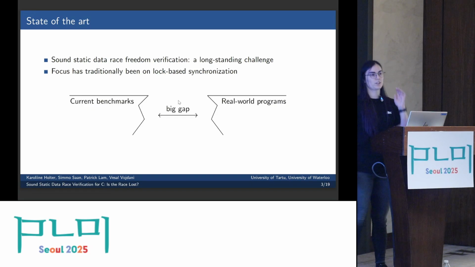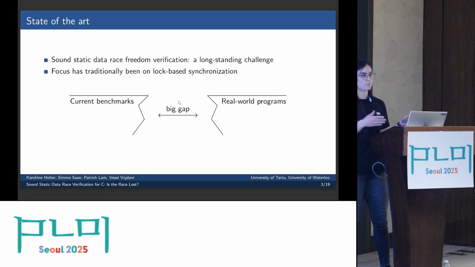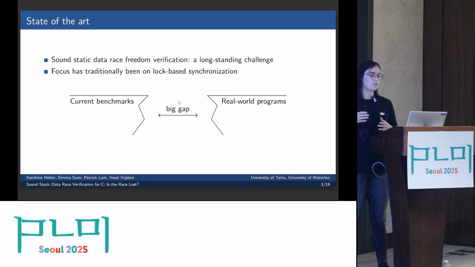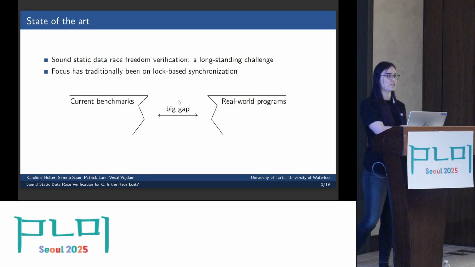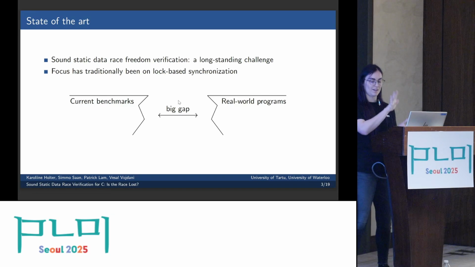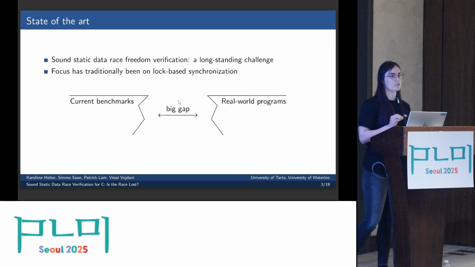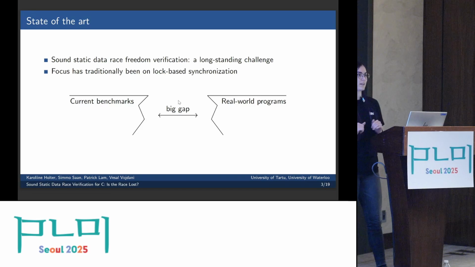But unfortunately, there's a big gap between the current benchmarks and real-world programs. The status quo benchmark is the International Competition on Software Verification benchmark set. This includes some 700 verification tasks, out of which only 2% are tasks that no tool can handle. So it can seem like everything is solved, but this is not the case.